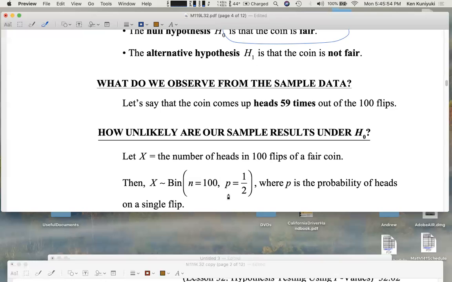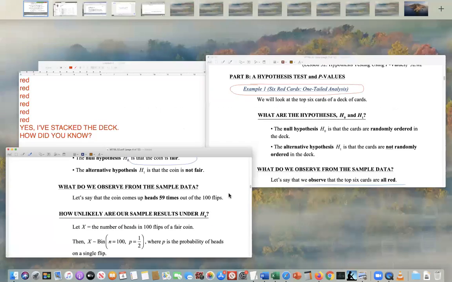And again, a student might say, well, I guess I could go to Excel and ask Excel, what's the probability of getting 59 heads? Or use that wacky formula. Well, let's go to Excel.